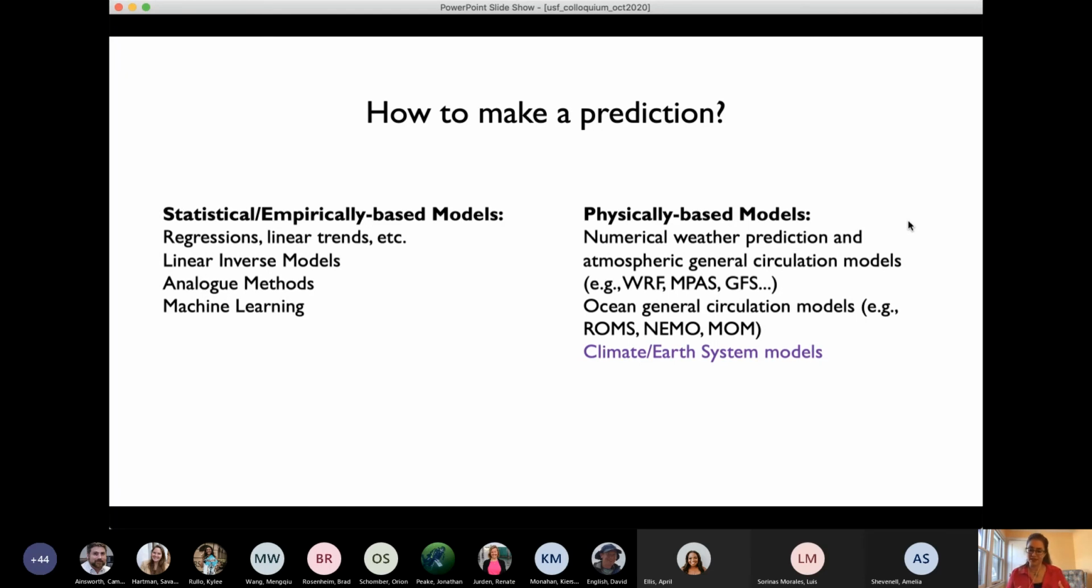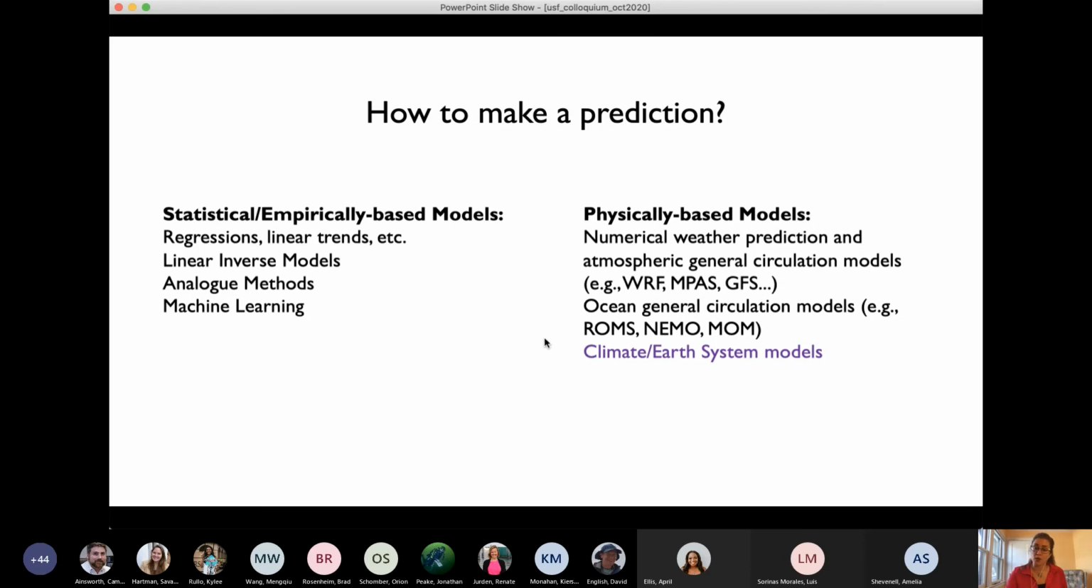So in that case, I mean F equals MA, thermodynamics, all of those predictive models that are based on physical laws underlie these models, which can give you the nonlinearity that is inherent in the climate system in a way that we may not be able to do with statistical models. By physically based models, I mean things like WRF or MPAS or GFS, our numerical weather models, or our atmospheric general circulation models, ocean general circulation models.